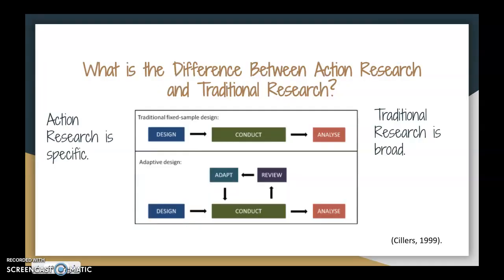What is the difference between action research and traditional research? Action research is specific research done by the teacher, for the students, with a direct impact on the teacher's classroom. It is modified and adapted several times before the outcome is revealed. Traditional research, on the other hand, is broad, and it is not from a specific teacher or classroom. It is not adapted and reformed. It is simply produced and recorded.